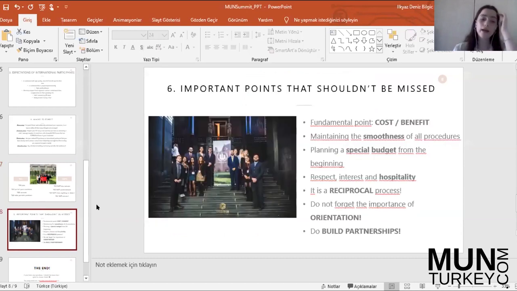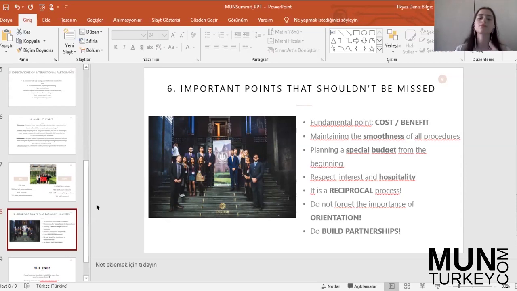So before wrapping up everything, I would like to talk about important points that shouldn't be missed when trying to transform your conference into an international one. The fundamental point is what I have just talked about, costs and benefits. Empathize with foreign participants and try to think like them. For example, I'm a German delegate. I will be going to Turkey for this conference. What are my costs? What are my benefits?